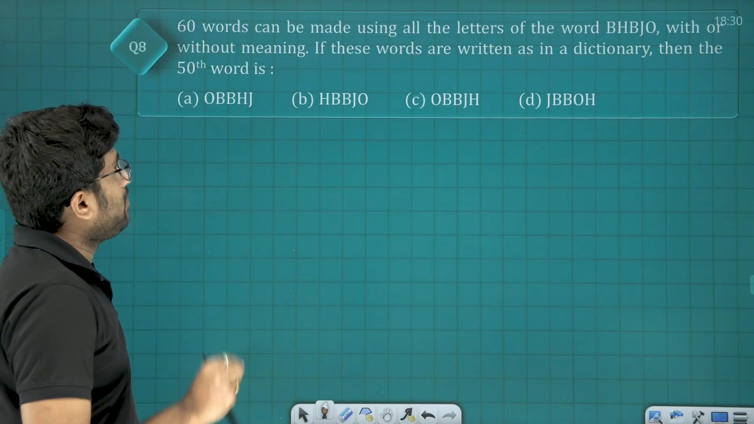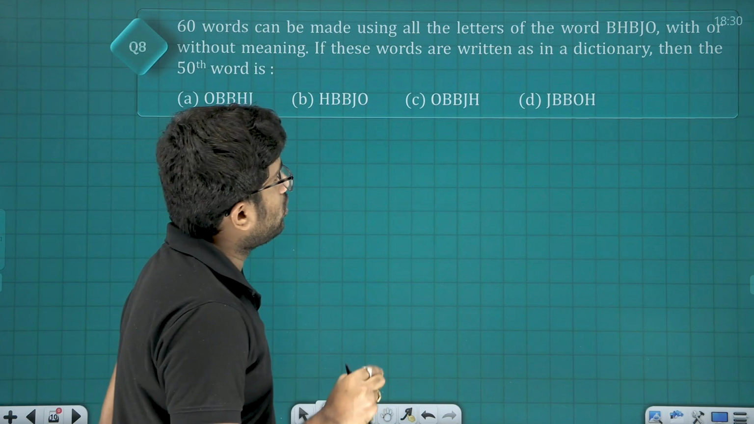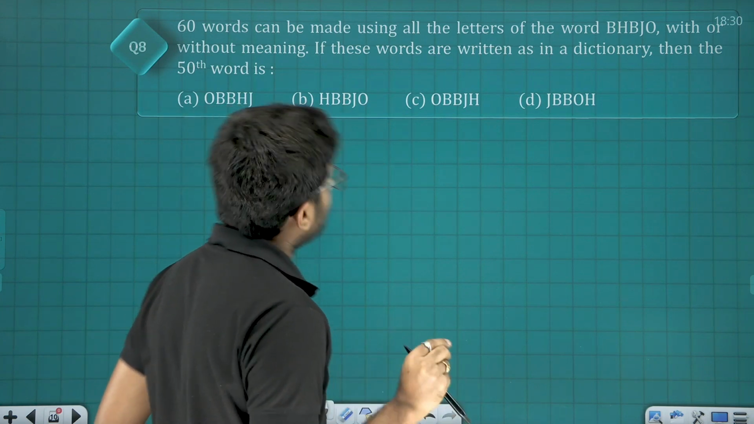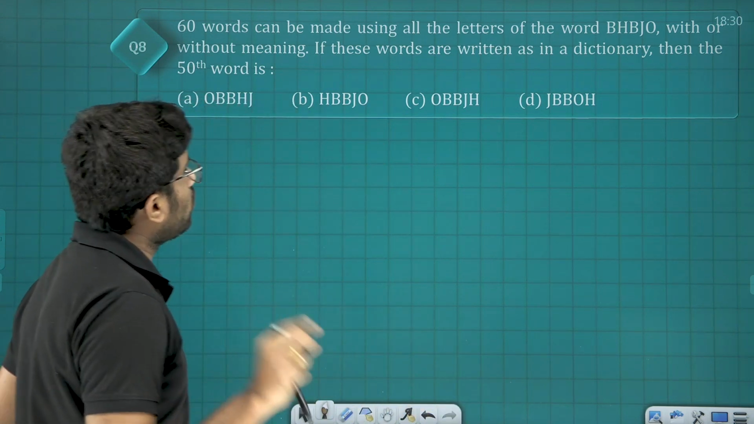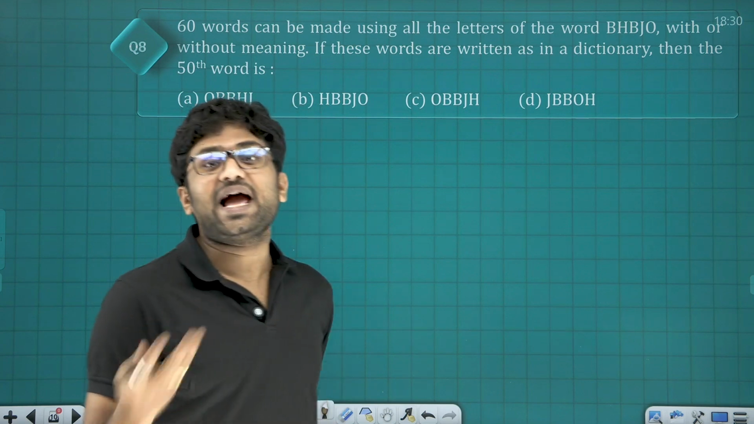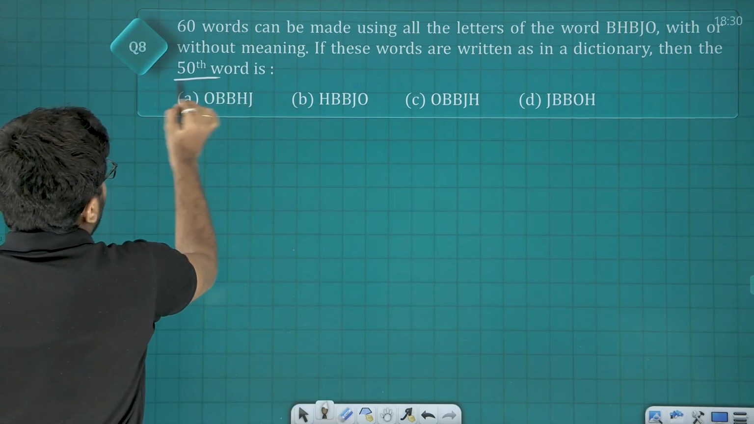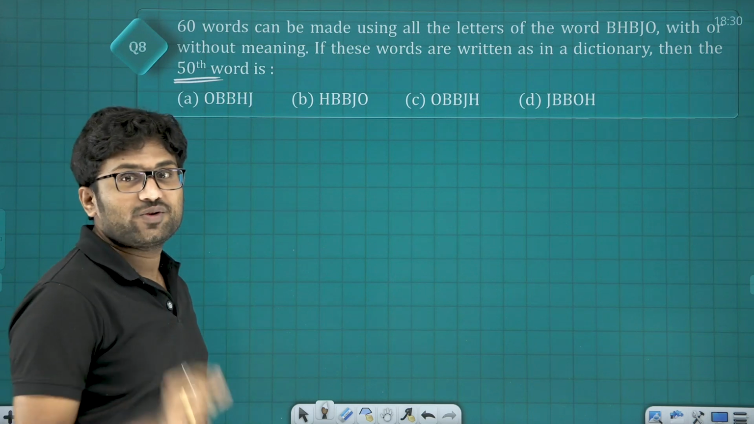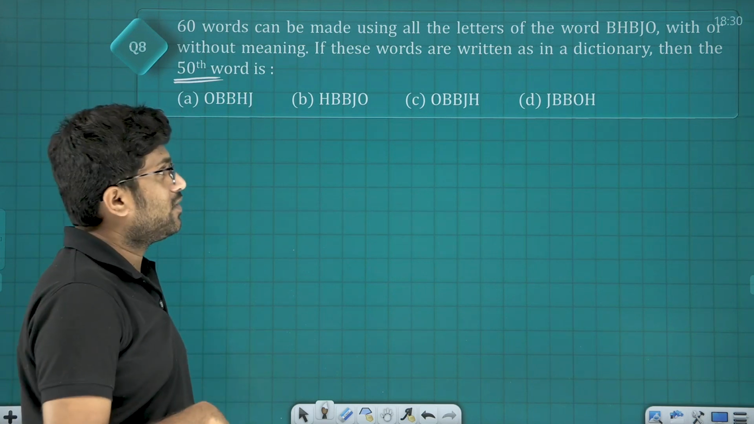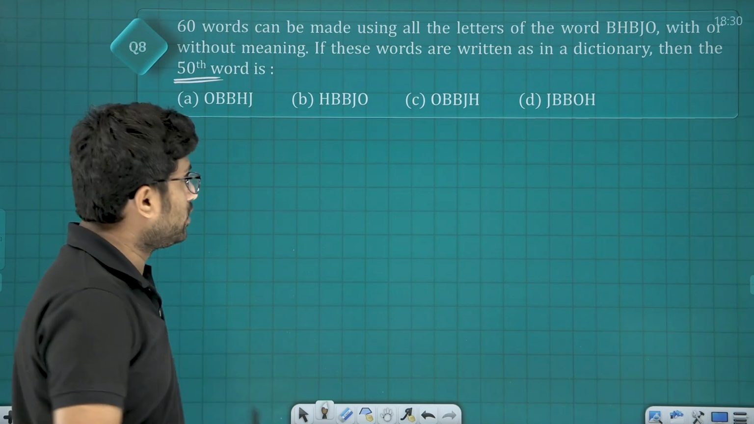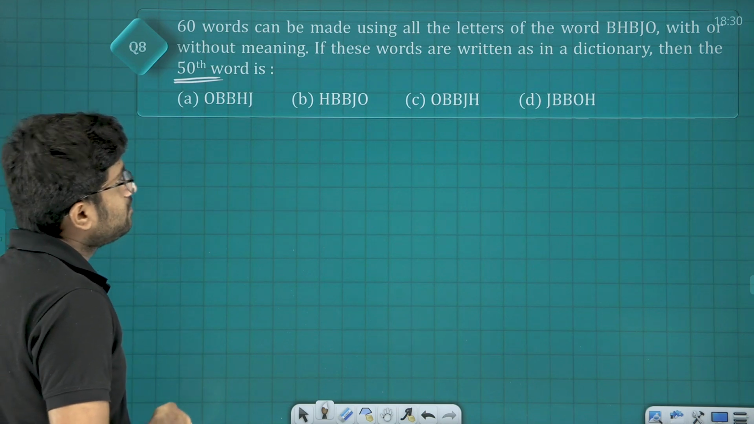60 words can be made using all the letters of the word BHBJO, with or without meaning. If these words are written as per the dictionary, rank, friends, then the 50th word he is asking. We have seen many good questions based on that: 49th word, 50th word. Now let's see this.